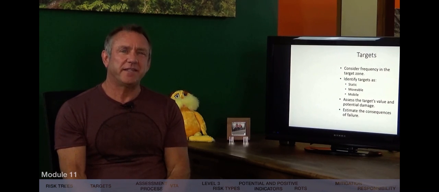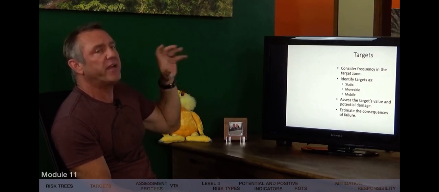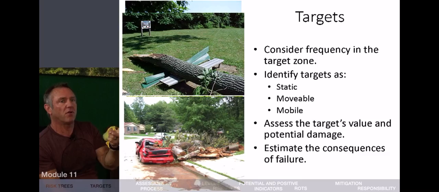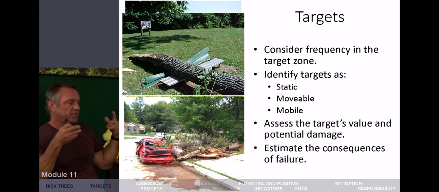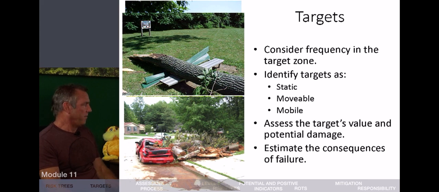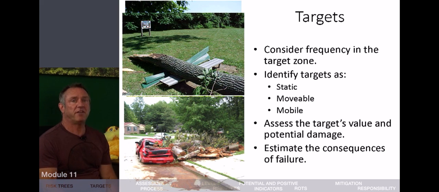Targets, we're going to spend a little time on what they are. What we want to think about is the frequency of people, property, or activity in the area of potential failure. Targets can be static, which means they're still or stationary, such as a home or an outbuilding or a deck. Movable means it could be like a picnic table or a swing set. And mobile, obviously, we would assume like a car or people walking, things like that.